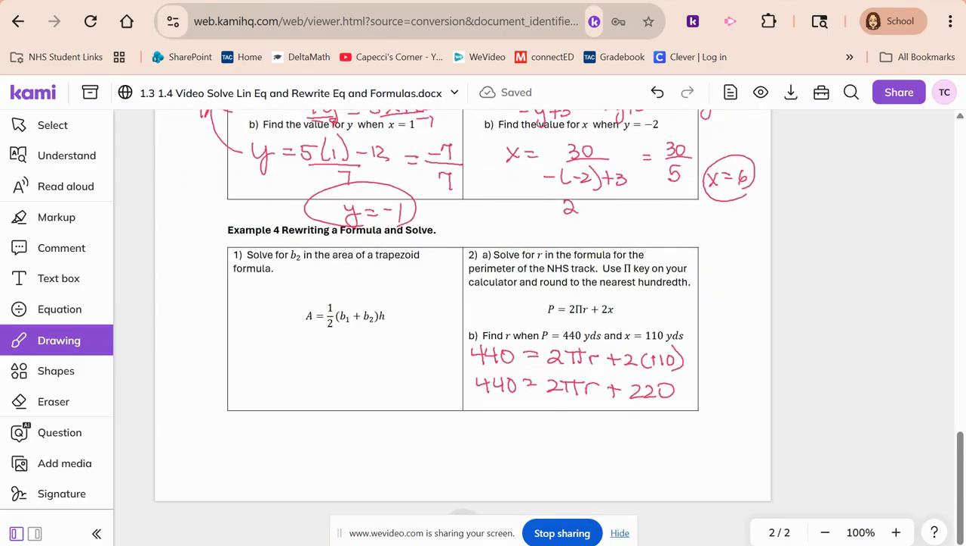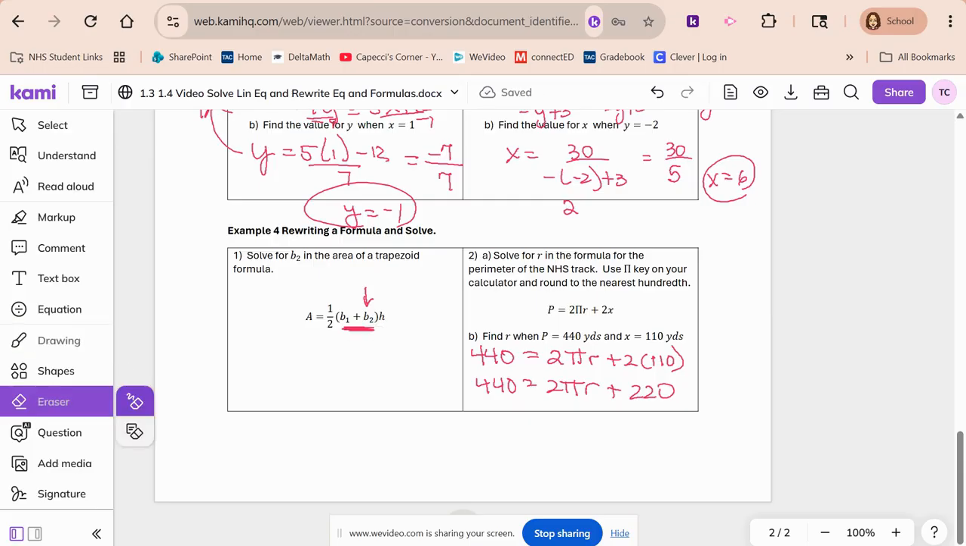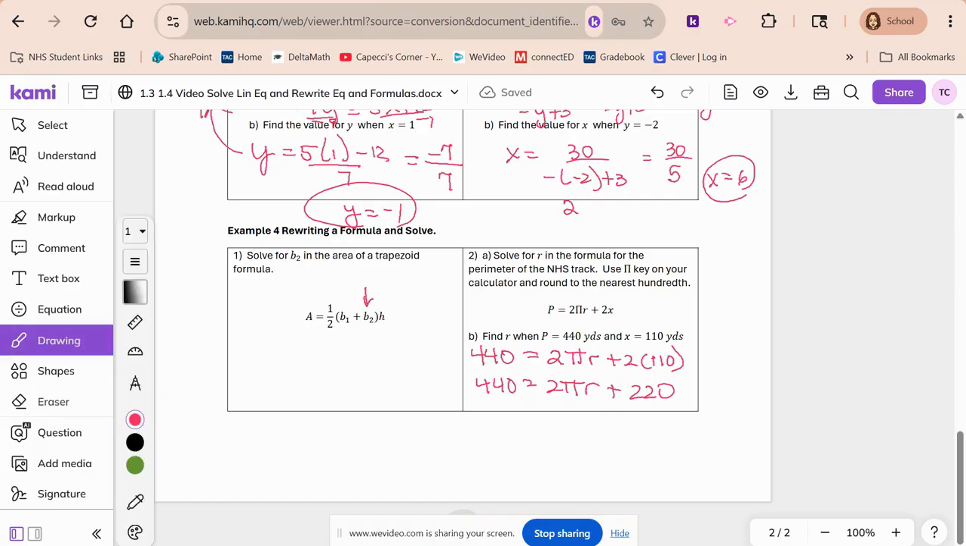Okay, moving on, we're going to rewrite a formula and then we're going to try to solve it. So I have solving for b sub 2, which is right there in the area of a trapezoid formula. So there's the given formula. I just need to get that b sub 2 by itself. Now, if you notice, b1 plus b2, they're kind of connected. So they're going to be the last things that I'm going to unconnect to make sure that I have b sub 2 by itself.